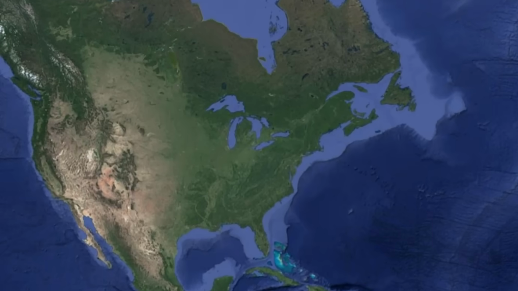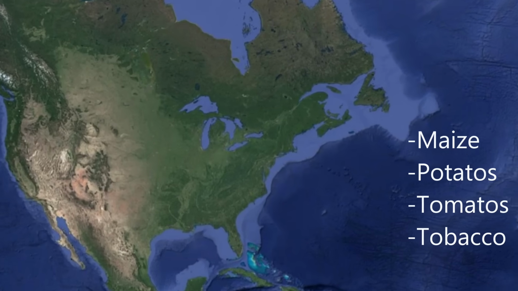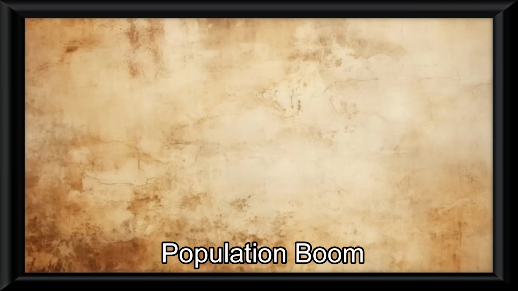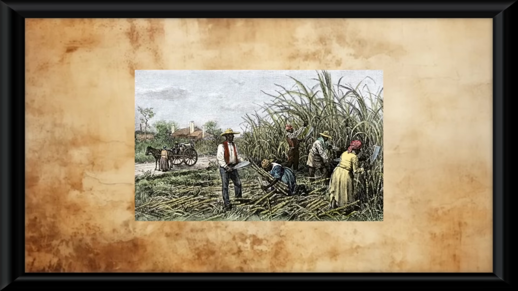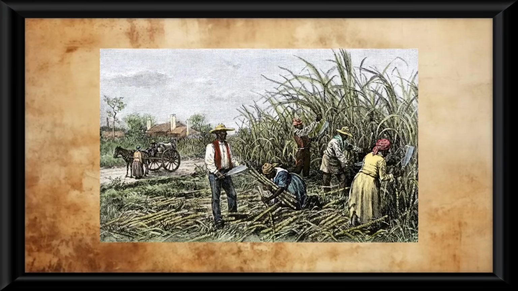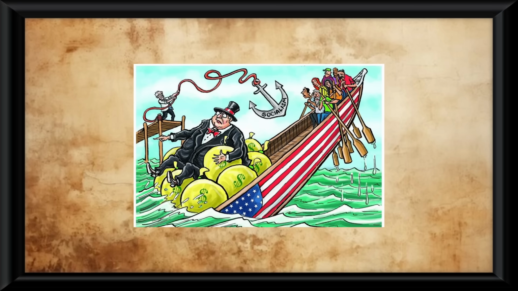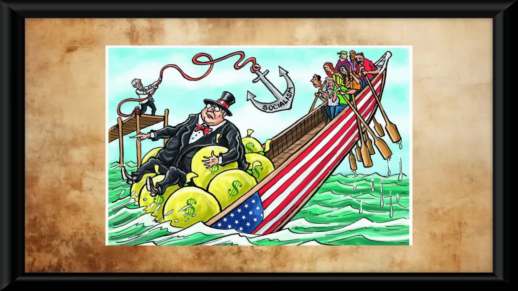The Americas had revolutionary crops like maize, potatoes, tomatoes, and tobacco that got transferred to Europe. The influx of these foods to Europe caused there to be a population boom, and the transfer of goods allowed for Europe to shift from an economic system of feudalism, where land was owned by nobles and worked by peasants, to capitalism, where trade and industry are controlled by private owners for profit.